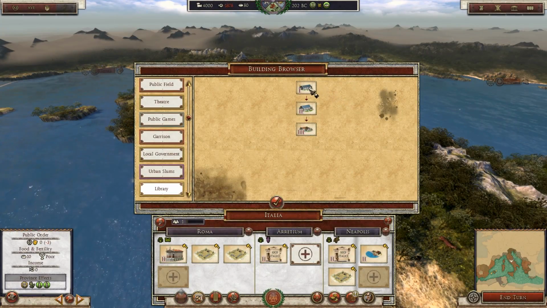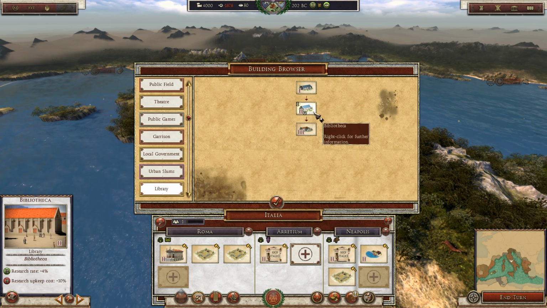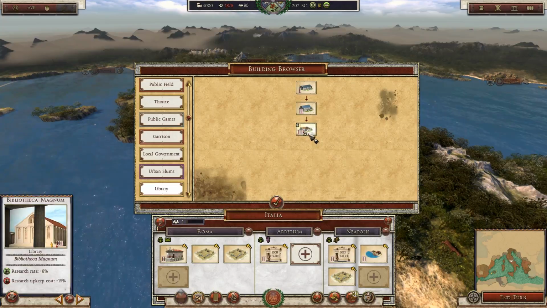The library chain simply provides research rate increases at the expense of research upkeep costs.